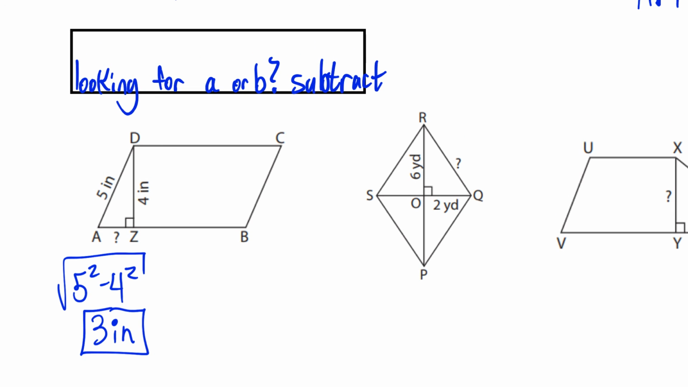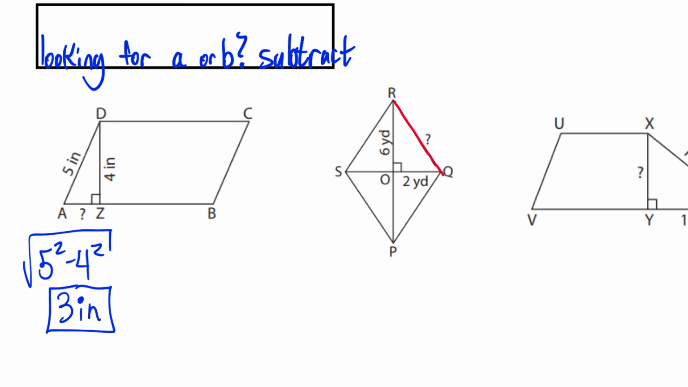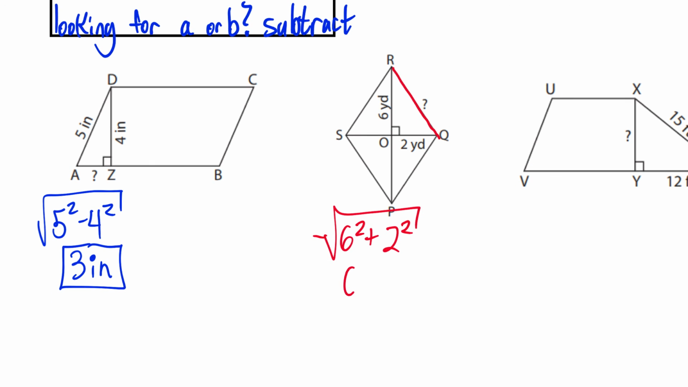Okay, on this one, all right, I'm looking for this side right here. Is that the C or A or B? It's the C, so we're going to what? Add 6 squared plus 2 squared. Add 2 squared. 6 point... I did that wrong.